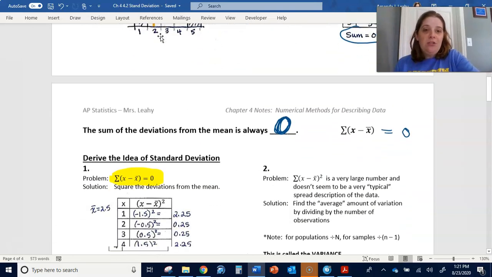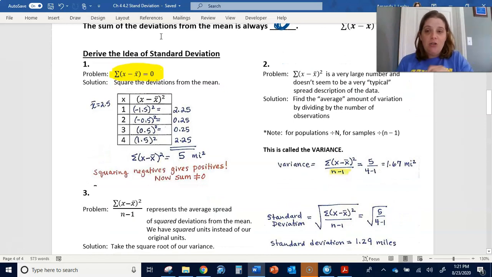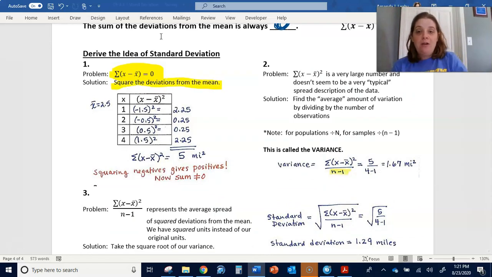There are a couple of ways to turn negative numbers positive, and the way that was used in the standard deviation calculation is by squaring. So our first solution to the problem is squaring those deviations from the mean. Instead of x minus x bar, we do x minus x bar squared. The benefit is that all those negatives turn into positives, and we end up with a positive value. And this would be different for each data set.